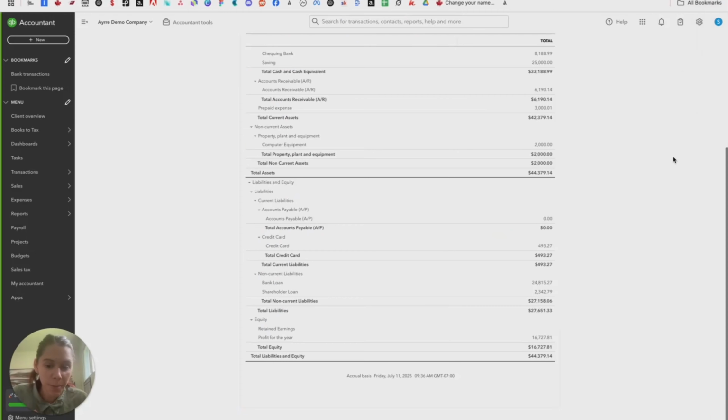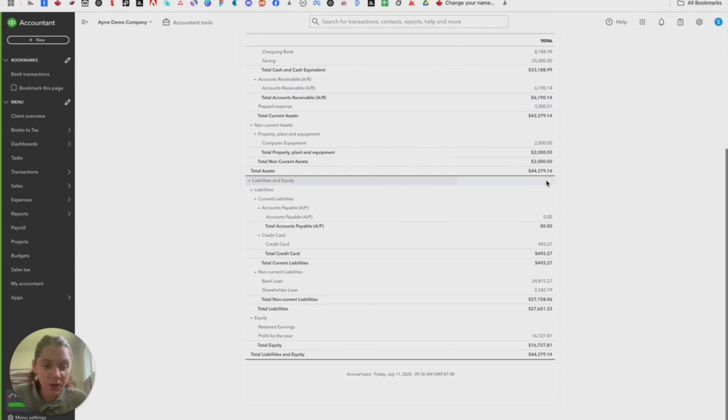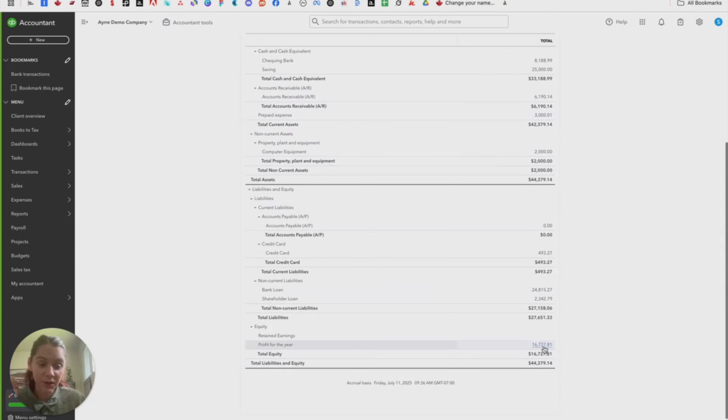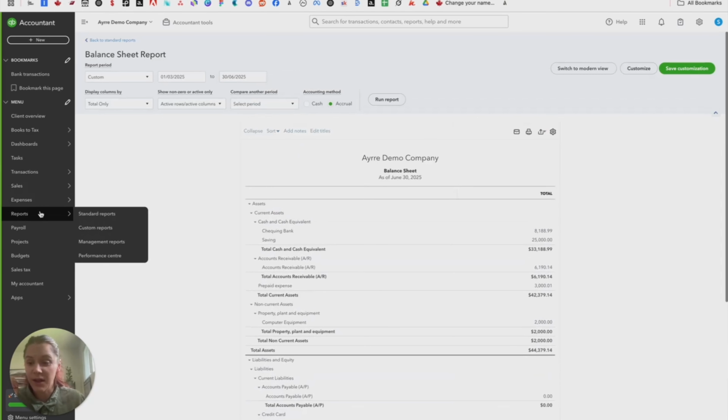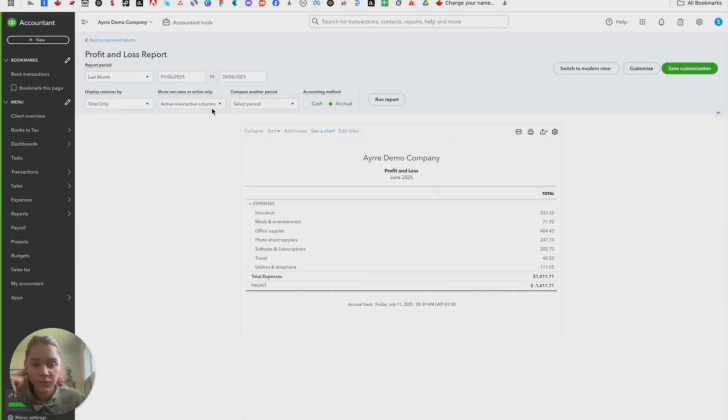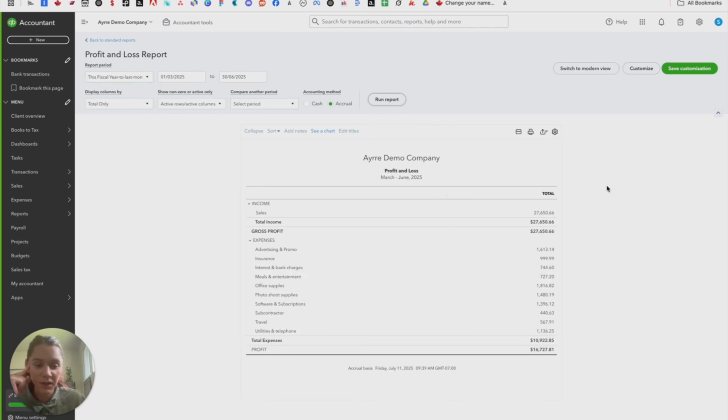So if we look here, we can see at the end of June, we have this $16,727 and some change profit. So if I go back, and this is for the year, just remember, this is for the fiscal year so far. So if I want to see that in my P&L, I'm going to look at this fiscal year to last month, and it should be the exact same number. Perfect. So it is. That's 16,727. So that's how the year's profit ends up on the balance sheet.